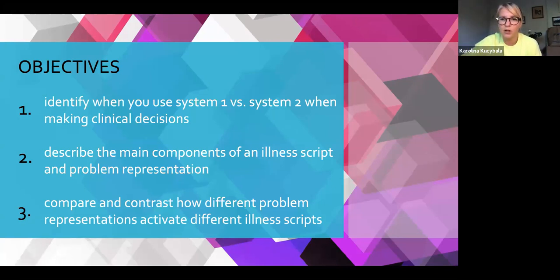So we'll start from the basics and make sure we all have good definitions for some of the clinical reasoning terms like System 1 and System 2 thinking, illness scripts, problem representations. We'll go over all of those. And then I hope that the bulk of the session will be creating problem representations to see how they activate our different thinking when it comes to a case.